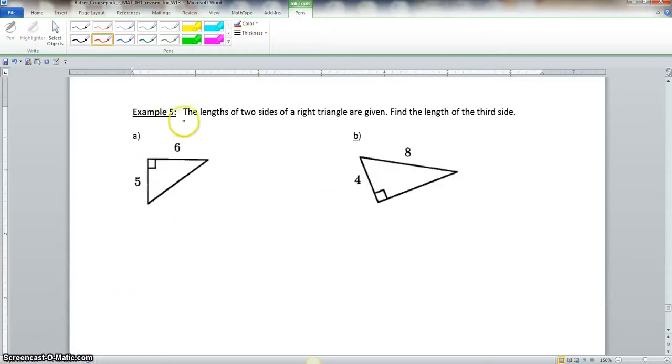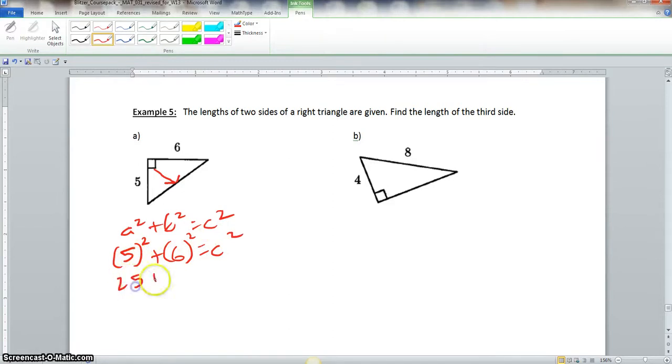Now we come to example 5. It says the lengths of two sides of a right triangle are given. Find the length of the third side. Remember, we would take a squared plus b squared equals c squared. If you notice here, the side that's missing is the one directly across from the 90-degree angle. So we need to find the hypotenuse, which would be our c. It doesn't really matter which one you make a or b. So I'm going to make 5 a and 6 b.